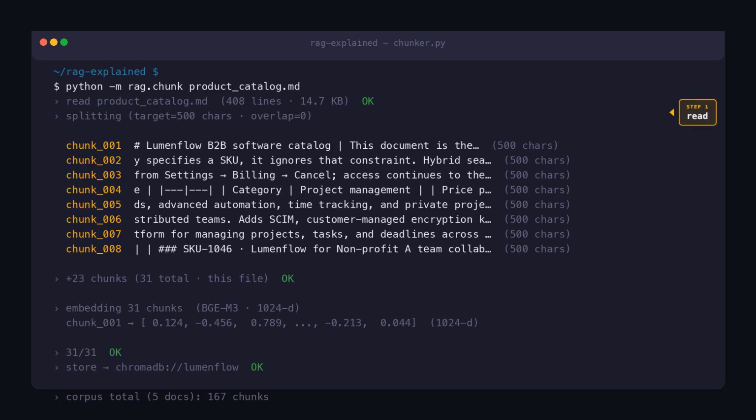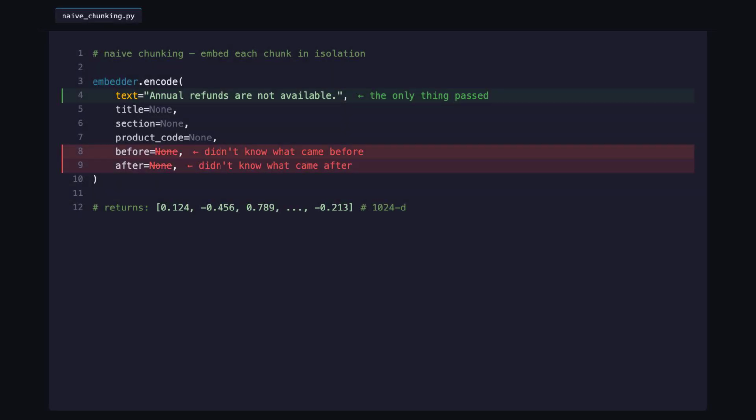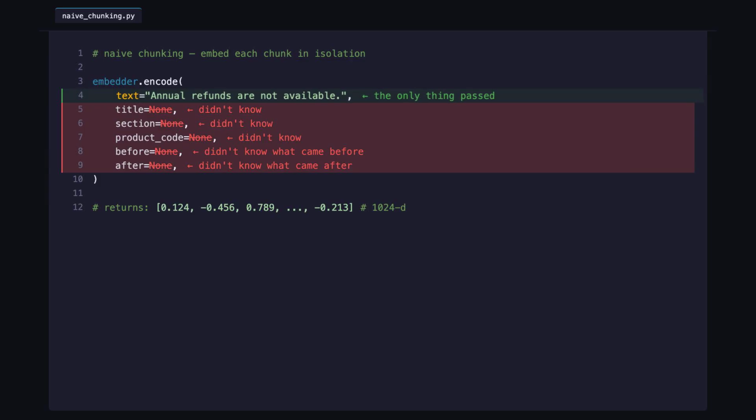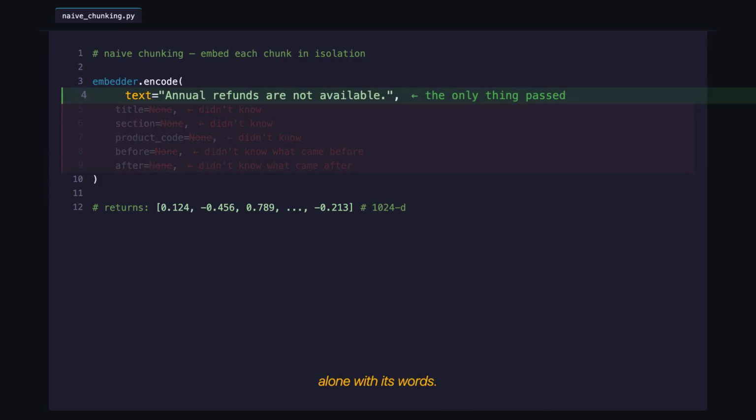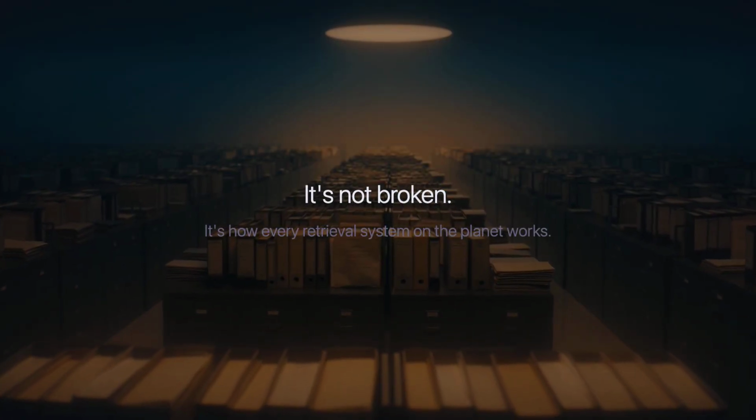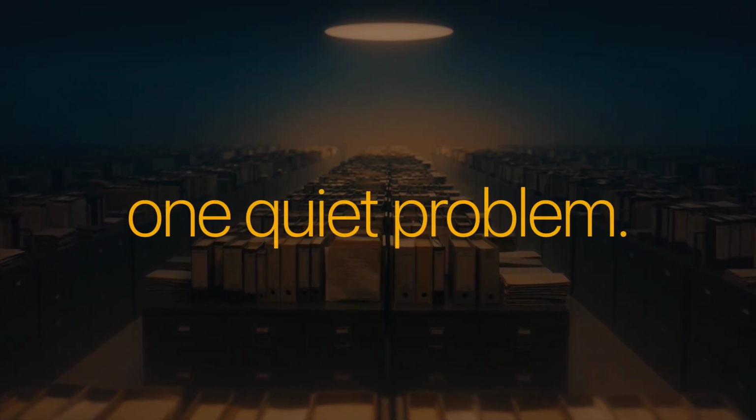Here's the order we've used since the start. Read the document, cut it into chunks, embed each chunk on its own, store the vector. The embedder sees 100 characters and produces a number. It doesn't know what came before. It doesn't know what came after. It doesn't know the title, the section, the product code. The chunk is alone with its words. It's not broken. It's how every retrieval system on the planet works. It just has this one quiet problem.